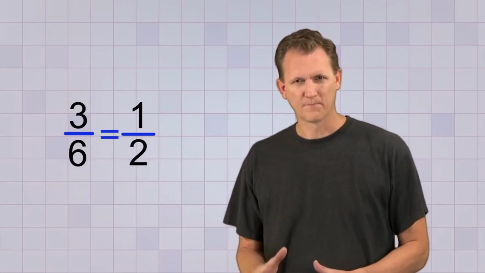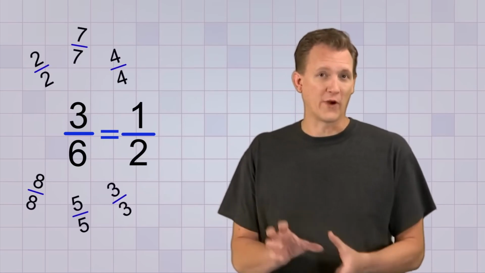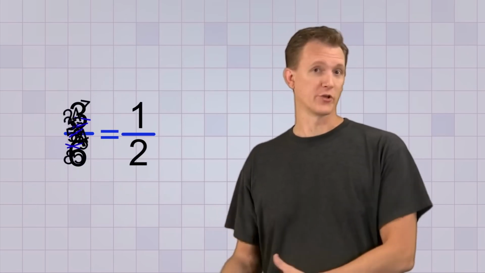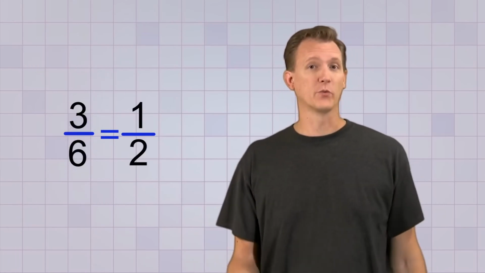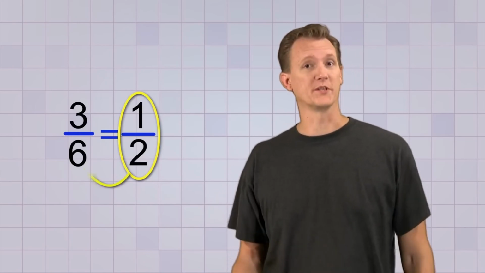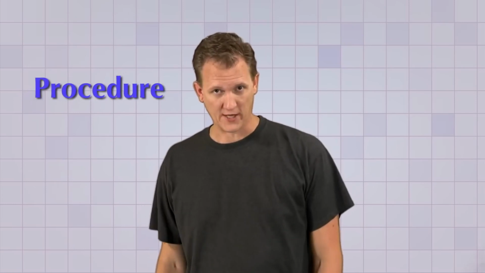Another way of thinking about it is that we're trying to find any whole fractions that are hiding in the fraction we're trying to simplify. And if we find any, we can just get rid of them, and the fraction we're left with is simpler than the one we started with. Now that we know the basics, let's learn the procedure for simplifying fractions.